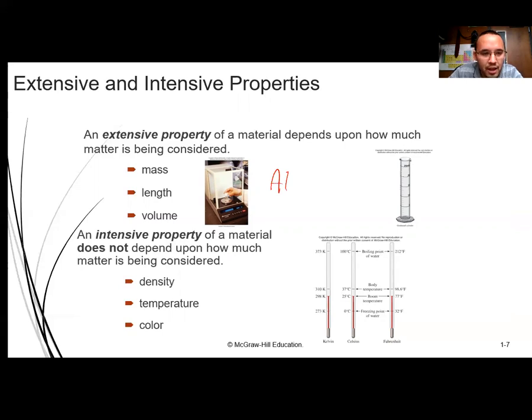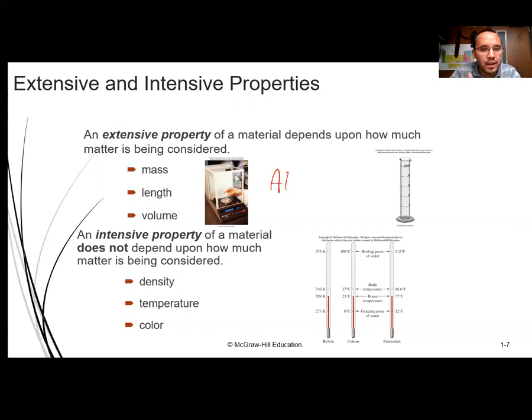Intensive properties, on the other hand, don't change based on how much material you have present. So things like the density of it. If you take that aluminum foil, whether you have a big piece or a small piece, if you take its mass and you divide it by its volume, it won't change no matter what size we have, right? Things like the temperature of a piece of foil also don't change whether we have a little bit of it or a lot of it. They stay the same. Things like color. So those are examples of intensive properties.